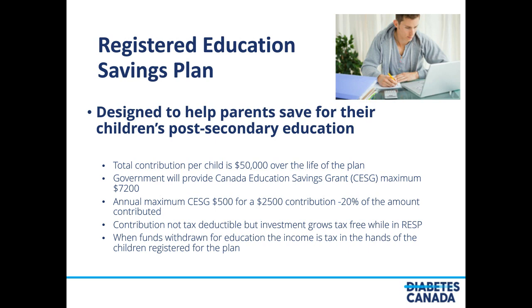Grandparents can also open a registered education savings plan for a grandchild. But keep in mind that the total maximum contributions that you can make for a child are $50,000 per child. So you can have two RESPs, one by the parent and one by the grandparent. But the total contributions for that one beneficiary, the child, is only $50,000.